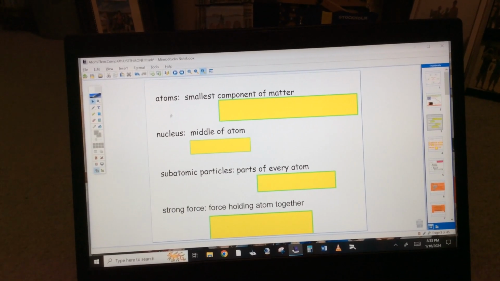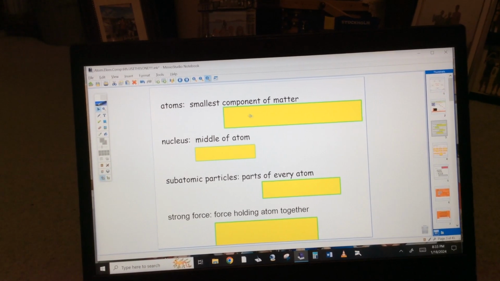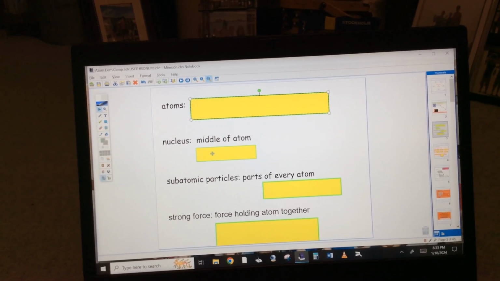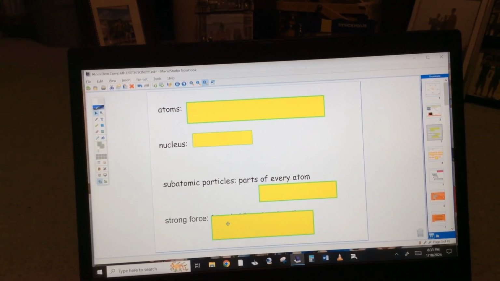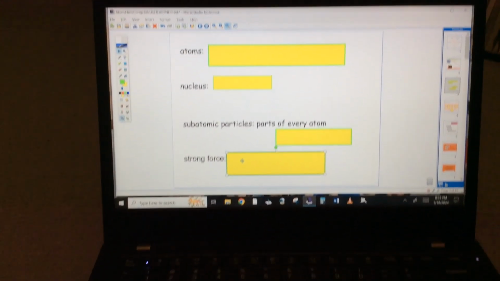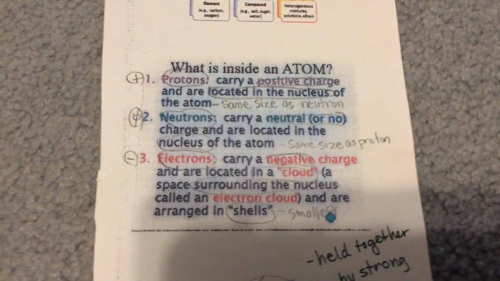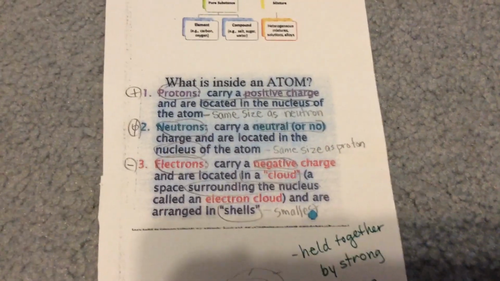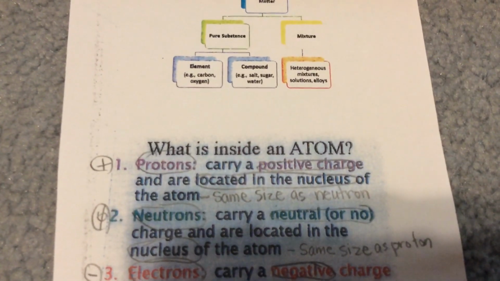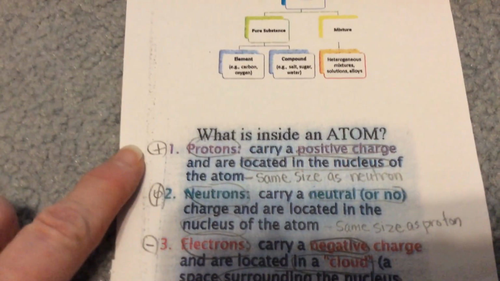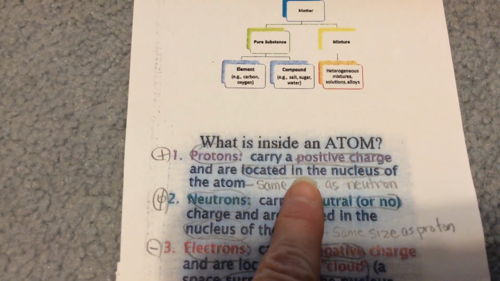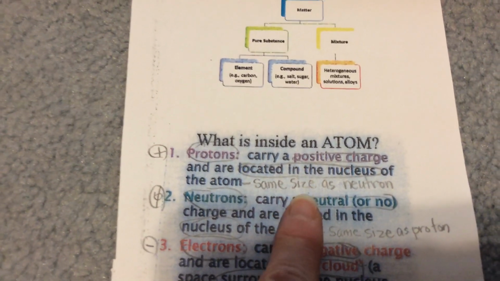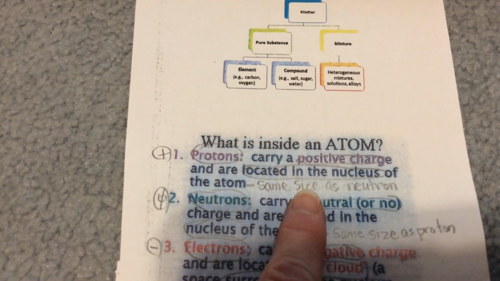So those are the first 4 words we discussed before we went on to talk about these 3 specific subatomic particles. I'll give you this paper here for your notes, and I'll focus on each of these 3 subatomic particles. Proton first. Protons are positive, that's why I put the plus there. They carry a positive charge. They're located in the nucleus, the middle, and they are the same size as the neutron.